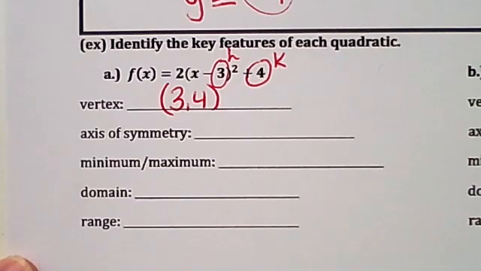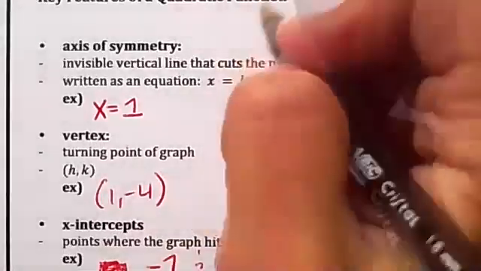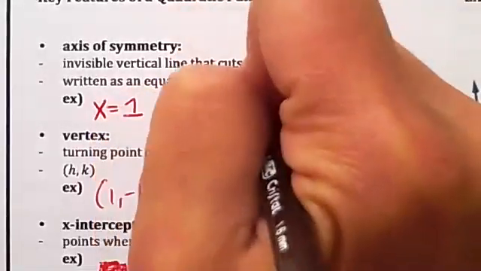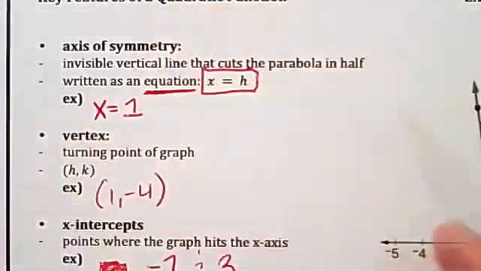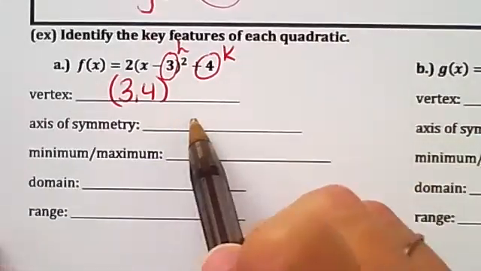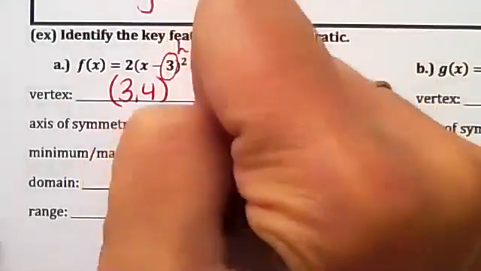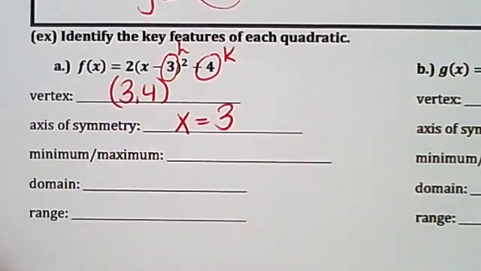All right, next is axis of symmetry. Remember back up here, if we only have an equation, axis of symmetry is just X equals H. You do have to write X equals because it's an equation. Down here, H is 3, right? You wouldn't want to just write 3. You have to write X equals 3 because that shows that it's an equation of a line.